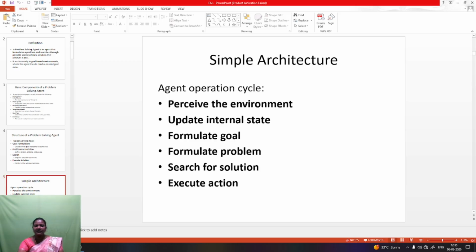Next, simple architecture: the agent operation cycle. The agent operation cycle involves the following steps: perceive the environment, update internal state, formulate goal, formulate problem, search for solution, execute action.